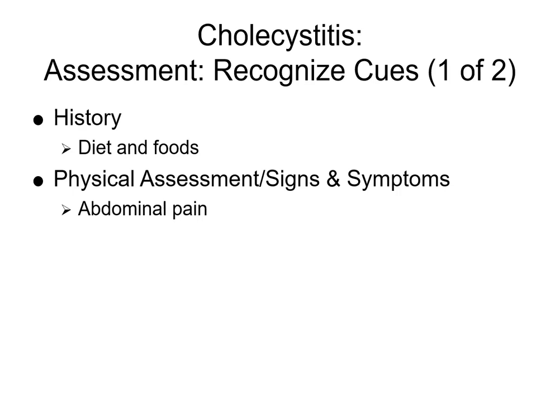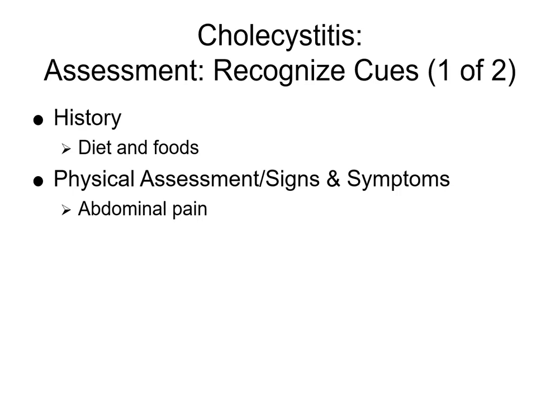Eructation. That's where they're belching. And if they're having anorexia, nausea, vomiting, and abdominal pain. So you're going to be asking these questions for your gallbladder patient. What symptoms would we expect the patient with gallbladder disease to complain of?